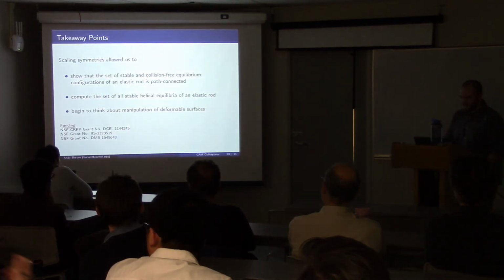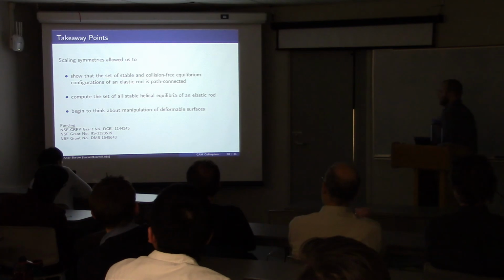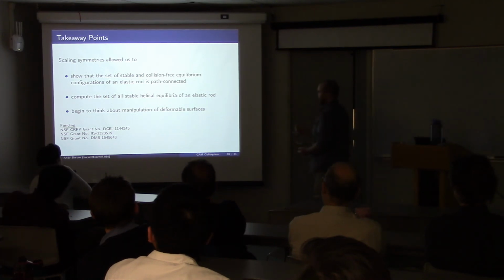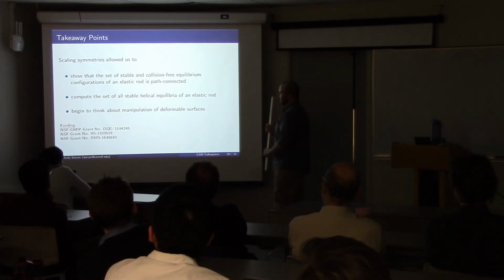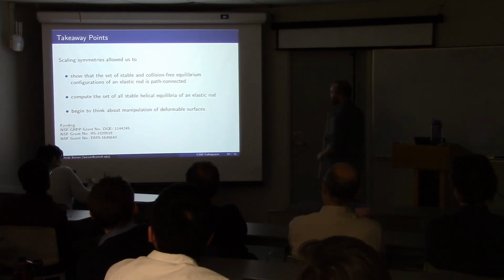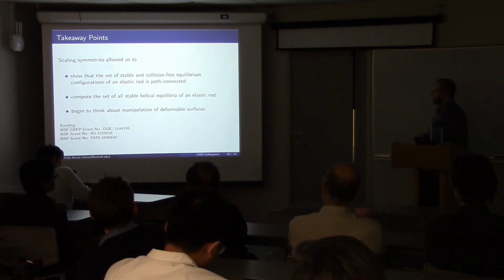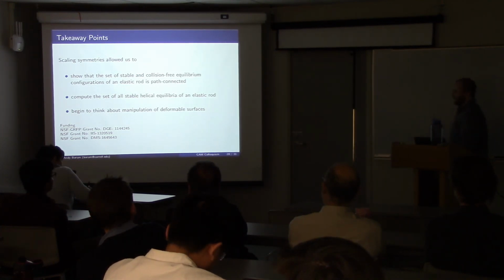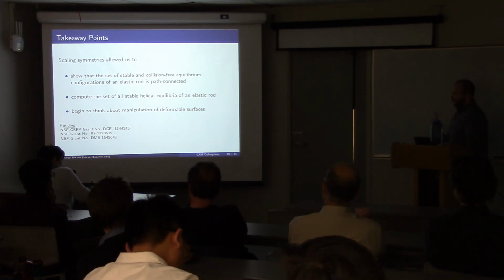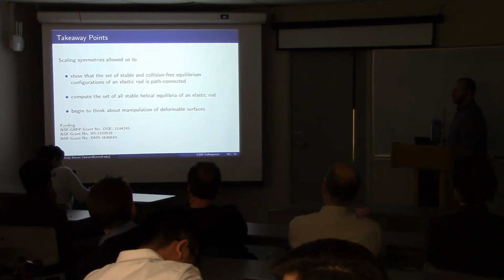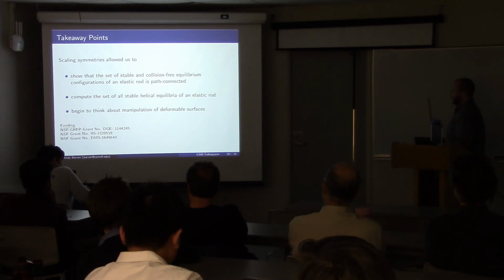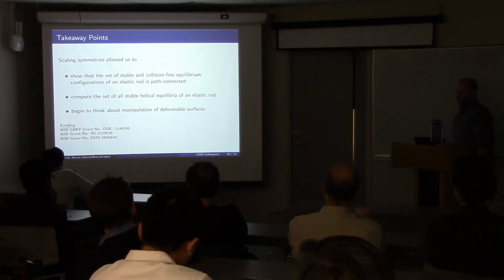So, takeaway points from this were that scaling symmetries allow us to do a few things. They allow us to show that the set of stable and collision-free equilibrium configurations of the rod is path connected. They allowed us to compute the set of stable helical equilibria of the rod. And they allow us to start thinking about deformable surfaces, how we should manipulate those. So that's the end of the research portion of my talk.